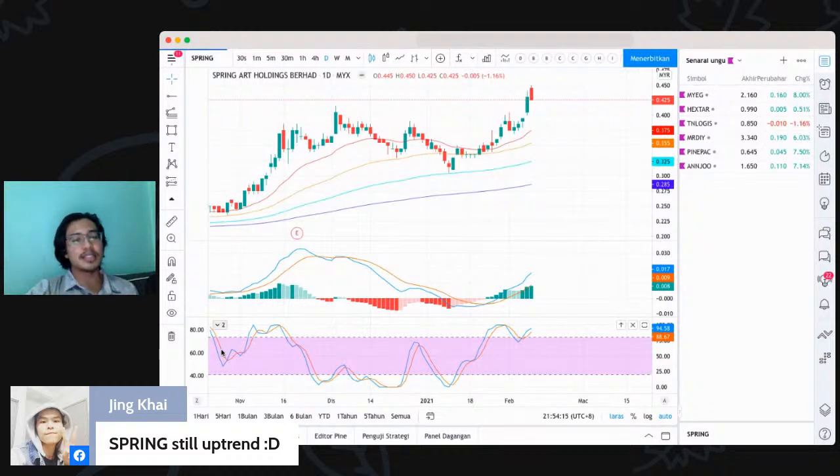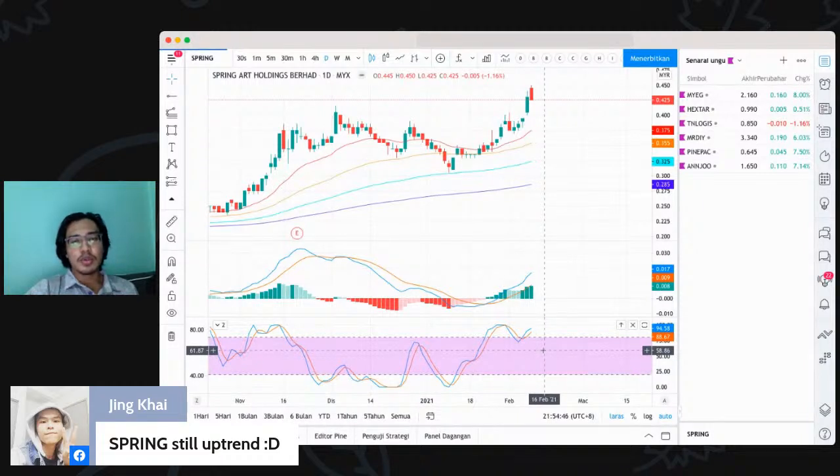Okay, we look at stochastic RSI. Stochastic RSI is actually a stochastic on top of our RSI. It gives you confirmation for RSI, and it's a faster oscillator for RSI. From here, the momentum is still there, still strong, both from MACD and stochastic RSI.